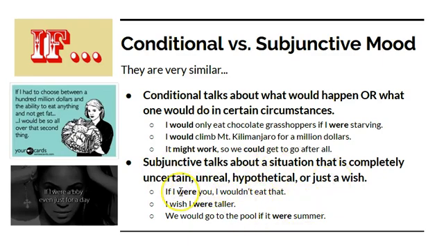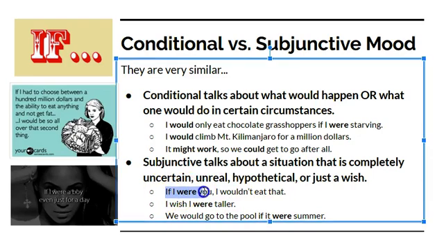If I were you, I wouldn't eat that. Now, this might look like conditional, but think about it. I'm not you. I'm never going to be you. It's impossible for me to become you. So this sentence is a hypothetical, unreal situation, so it's subjunctive.